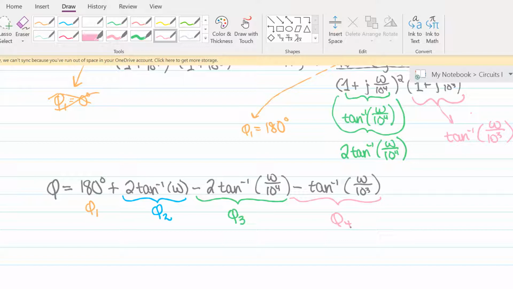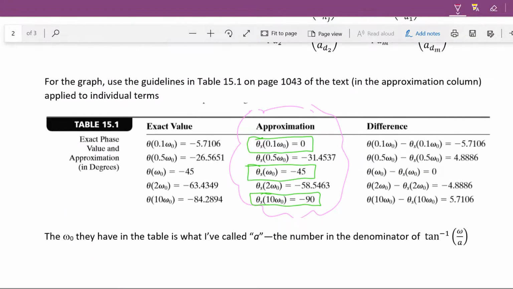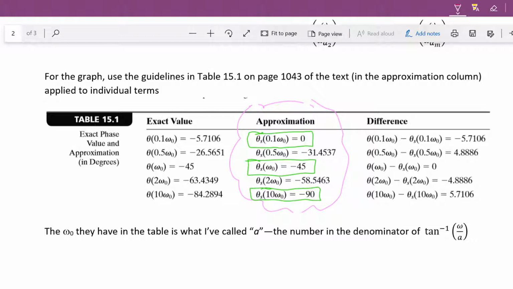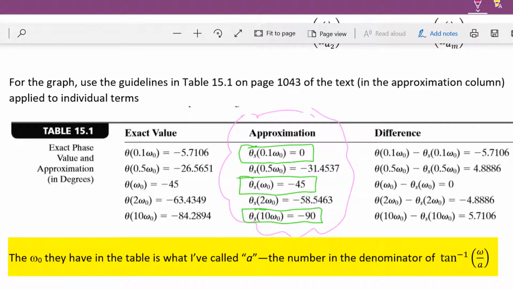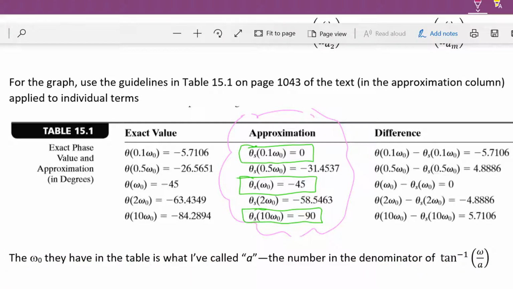And then I'm going to use some guidelines given in the book. So this is from table 15.1 on page 1043. And I'm just going to use the 3 highlighted ones. So when your input is 0.1, this omega naught is the denominator. Okay, I've called it A in my steps, but you just look at the denominator. So if you're 1/10 of the denominator, you're just going to have a horizontal line at 0.